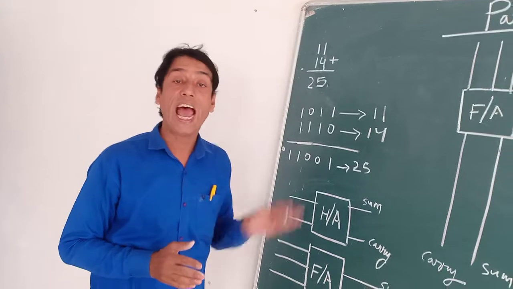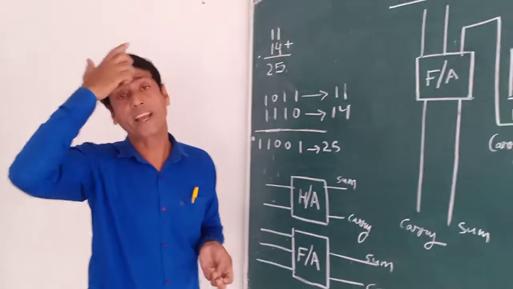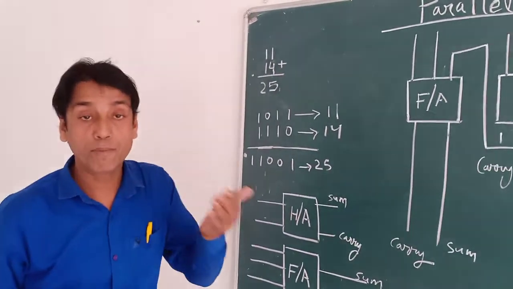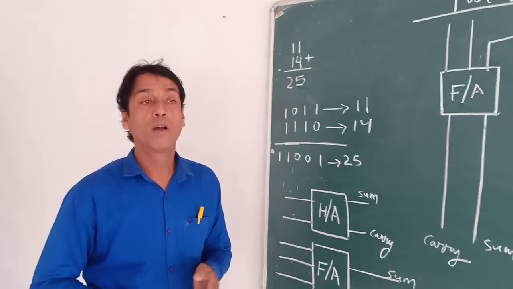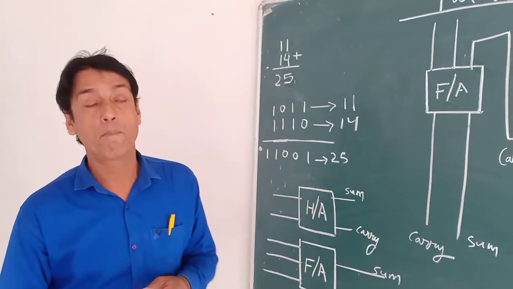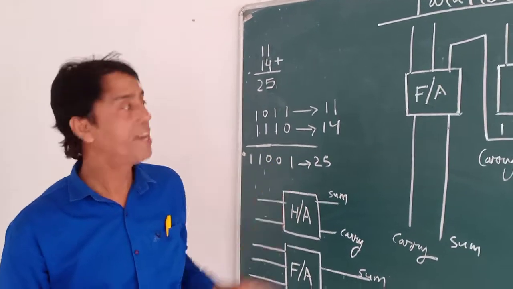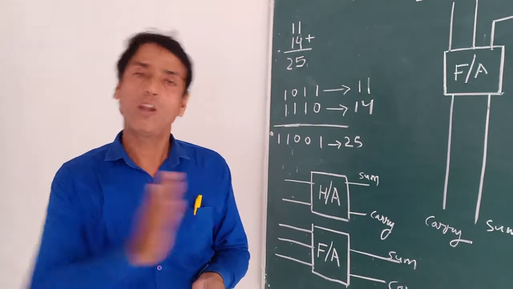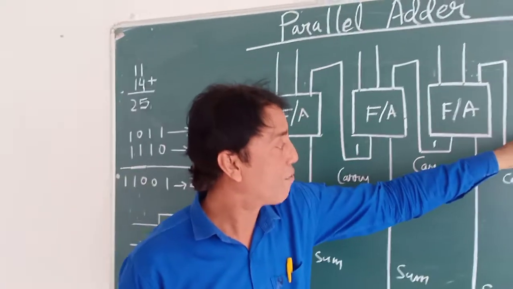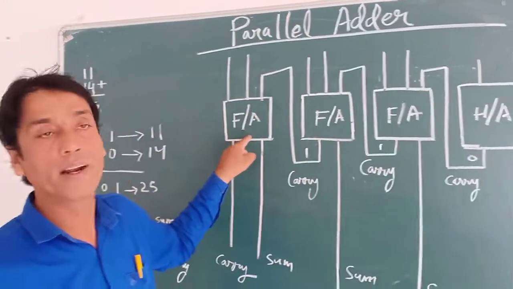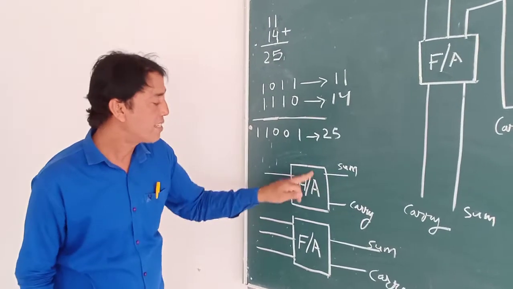Now, how can the computer add this set of binary digits? We have learned only half adder and full adder. Half adder can add only 2 binary digits, whereas full adder can add only 3 binary digits. So we need a special type of circuit which is known as parallel adder. Parallel adder is an organized combination of half adder and full adders. We need one half adder and a lot of full adders. We can take the example here on the board that we have one half adder, then full adder, and full adder.